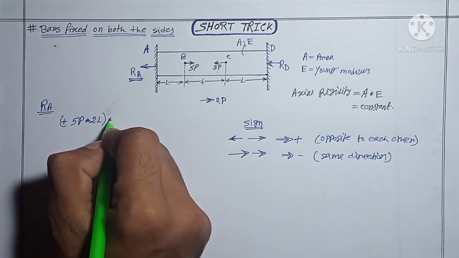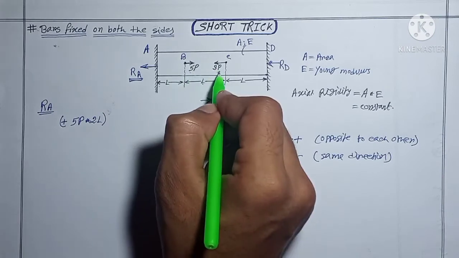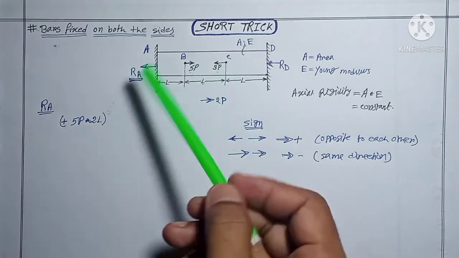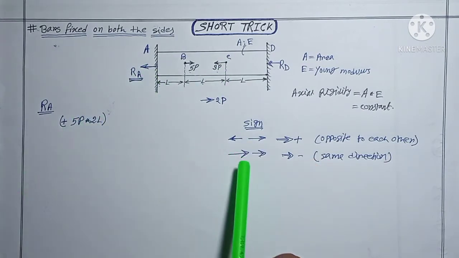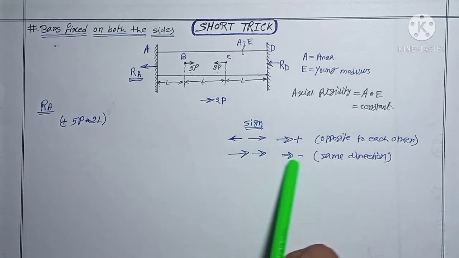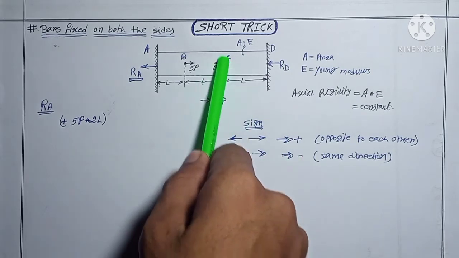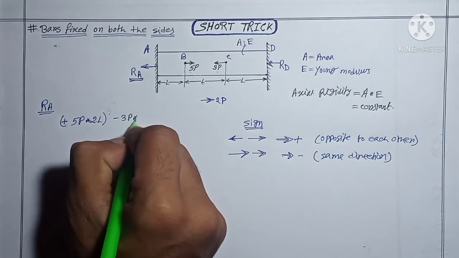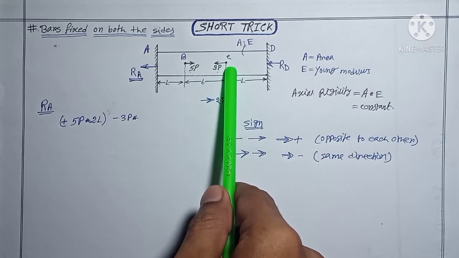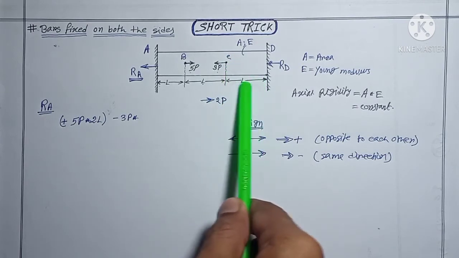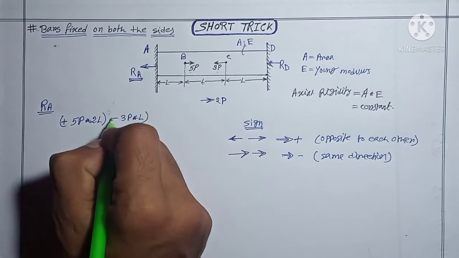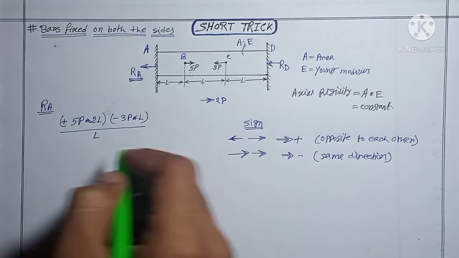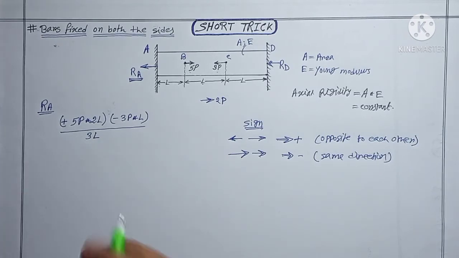Now another force, after 5P, the next one is 3P. Now observe the direction of 3P carefully. 3P is towards the left, RA is also towards the left, which means they are in the same direction. So we have to consider this 3P force as a negative sign. So negative 3P into the remaining distance. 3P acts at point C, so the remaining distance is only L, divided by the total length. Total length is 3L. Is it clear?